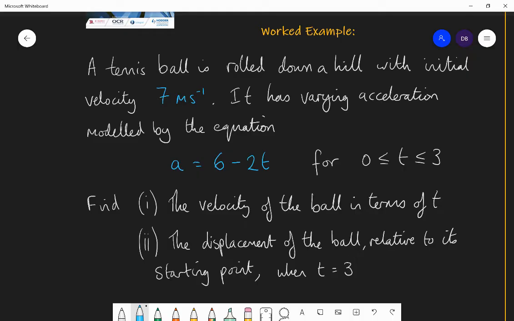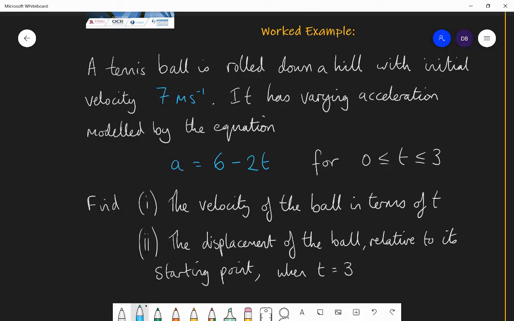So varying acceleration means I cannot use the SUVAT equations because they are constant acceleration equations. Varying acceleration means the acceleration is changing over time. As you can see from the equation a equals 6 minus 2t, the acceleration depends on the value of t. It depends on the time.